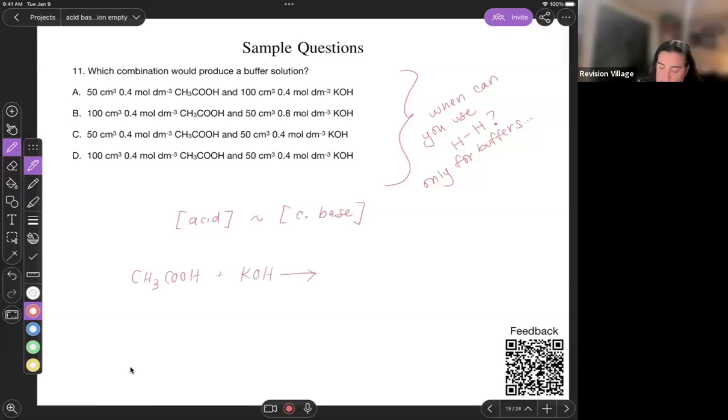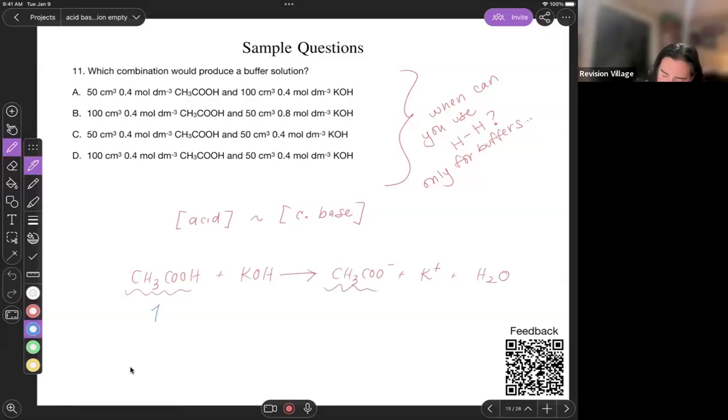So I'm going to draw that with a yield arrow. Neutralization reactions are always going to completion. And we're going to make the conjugate base and some potassium ions and some water. And what I need to do is figure out the time when the amount of the acid is about equal to the amount of its conjugate base.